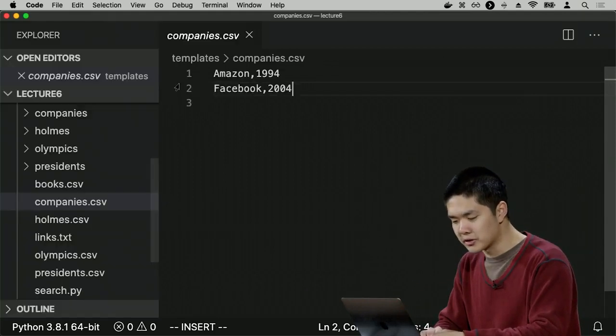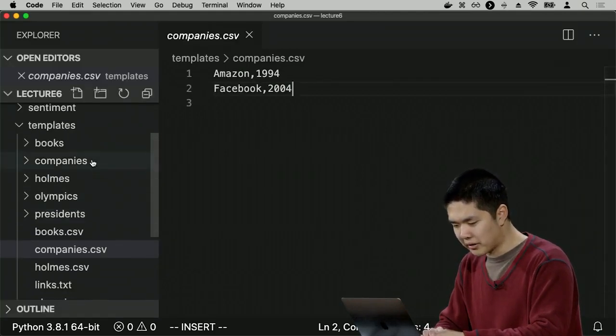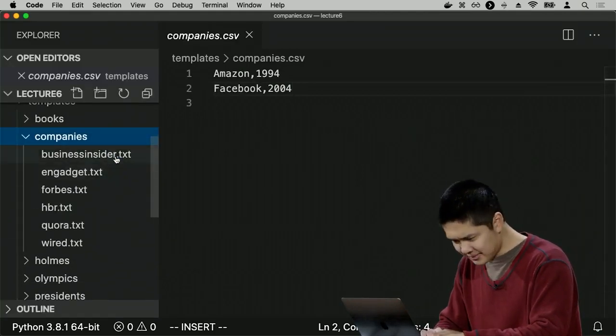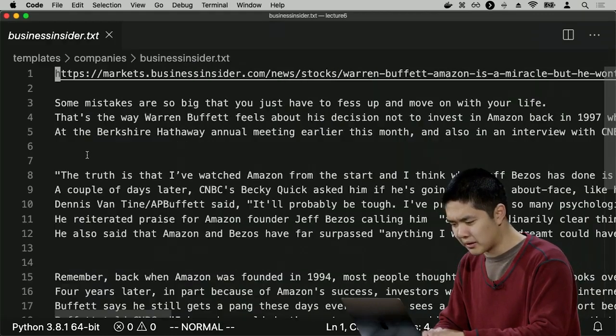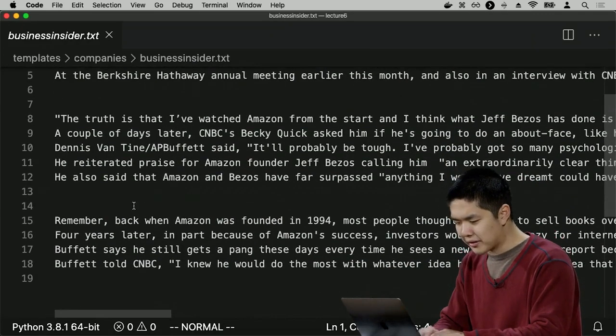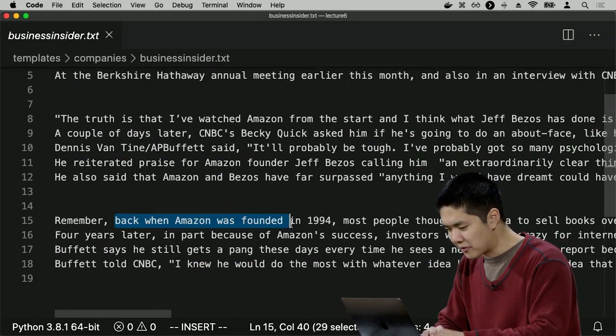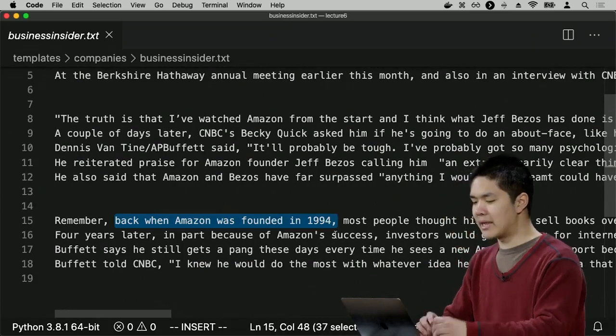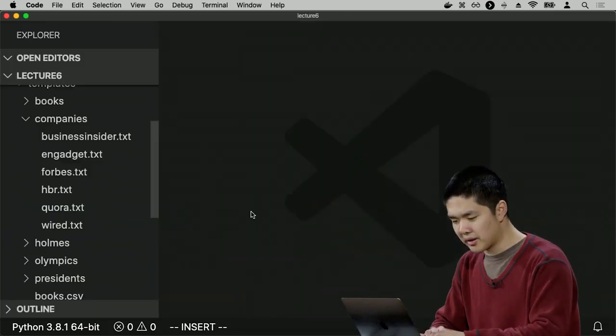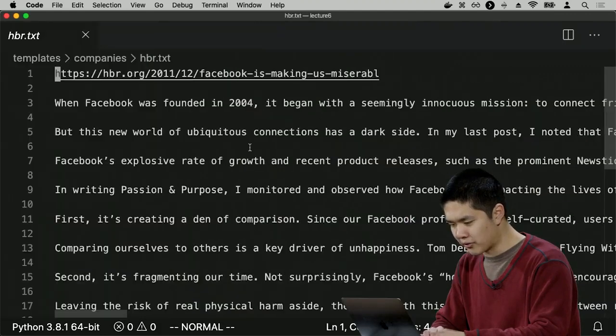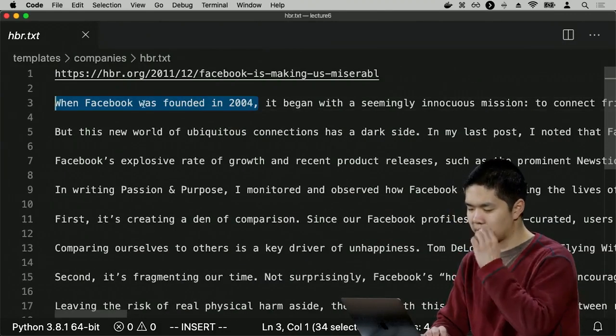And what the AI is going to do is look through my corpus. Here's my corpus of documents. And it's going to find, like inside of Business Insider, that we have sentences like, back when Amazon was founded in 1994, comma. And that kind of phrasing is going to be similar to this Harvard Business Review story that has a sentence like, when Facebook was founded in 2004. And it's going to look across a number of other documents for similar types of patterns to be able to extract that kind of information.